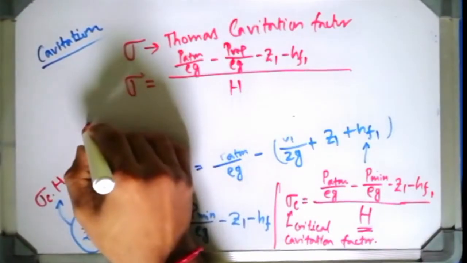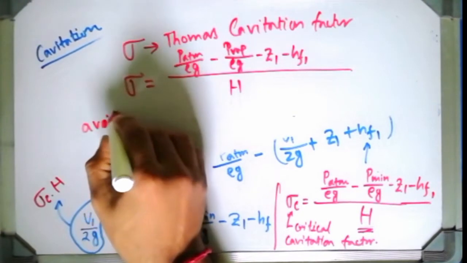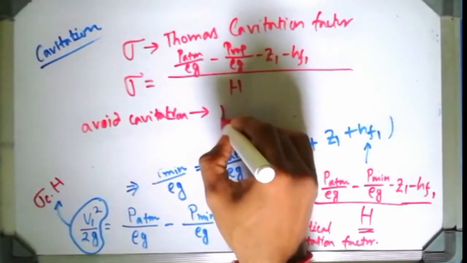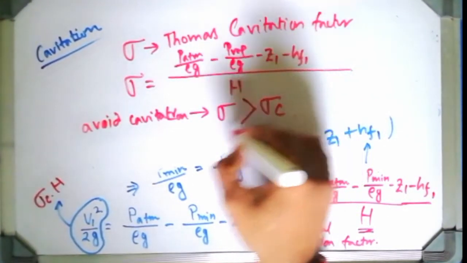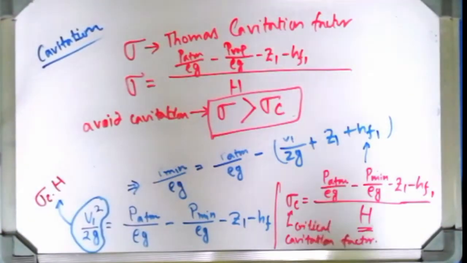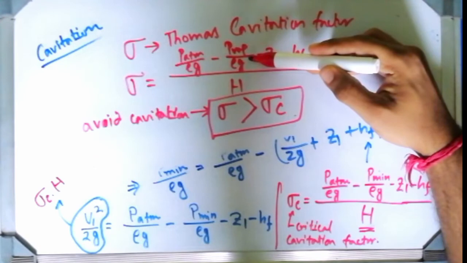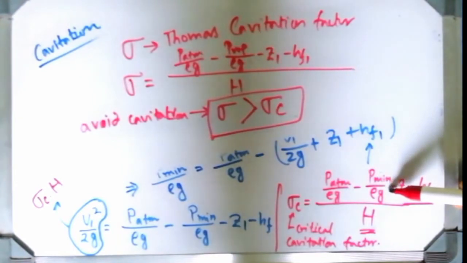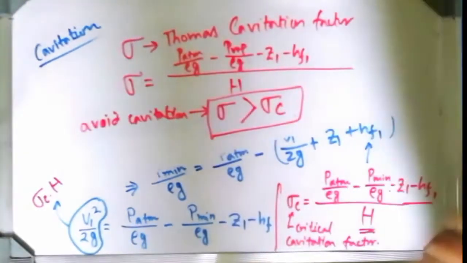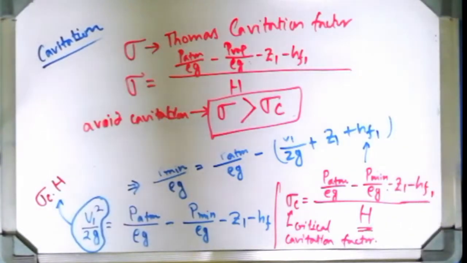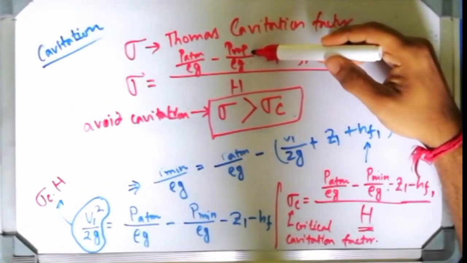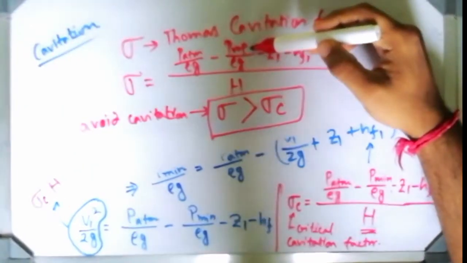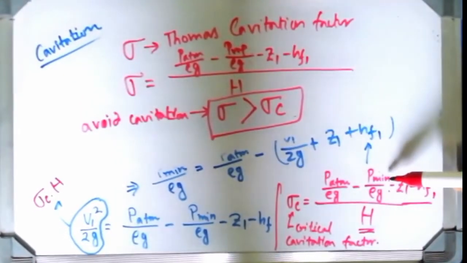Now if we want to avoid cavitation, it is a very simple thing, it is now established. We just have to keep sigma greater than sigma c. Done. Because this sigma expression belongs to the vapor pressure of the liquid. Again, repeating: sigma is dealing with the vapor pressure of the liquid. Rest of the things are the same between these two expressions. The only differentiating parameters are the vapor pressure and the minimum pressure at the pump inlet.